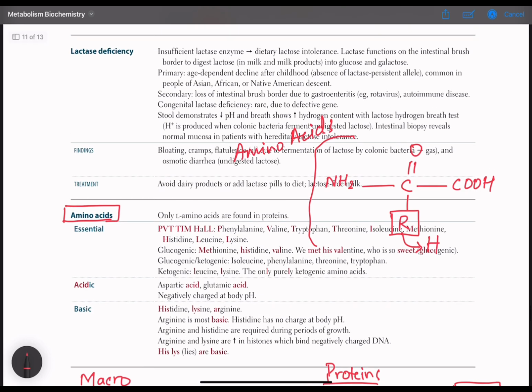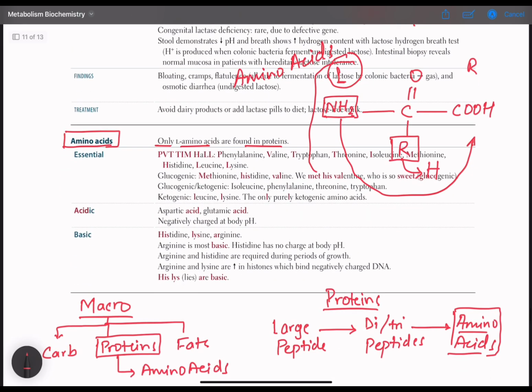Now the amino acids can exist in two configurations: L configuration, also known as levo configuration or left sided configuration, and D configuration or dextro configuration. In L configuration, the amino group lies on the left side of the amino acid, while in dextro configuration this amino group would be on the right side. Surprisingly, our body can only metabolize the L form of amino acids. So only L amino acids are found in proteins that are metabolized by our body.